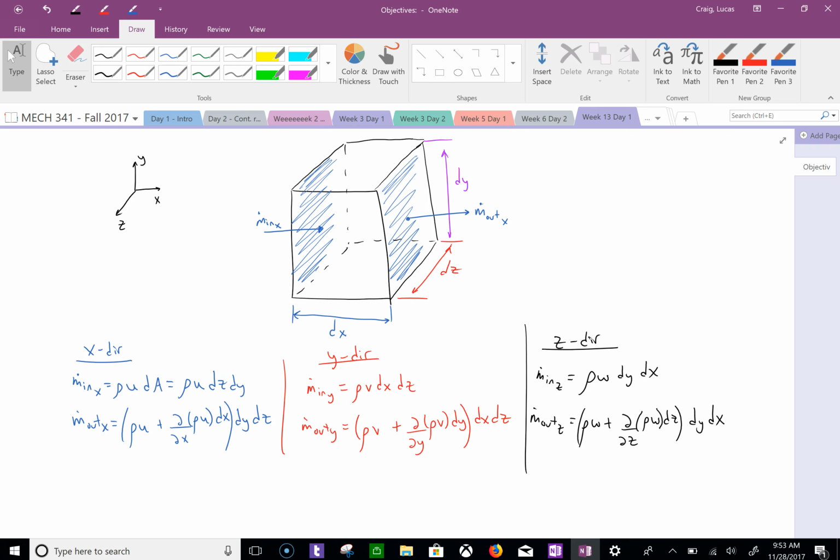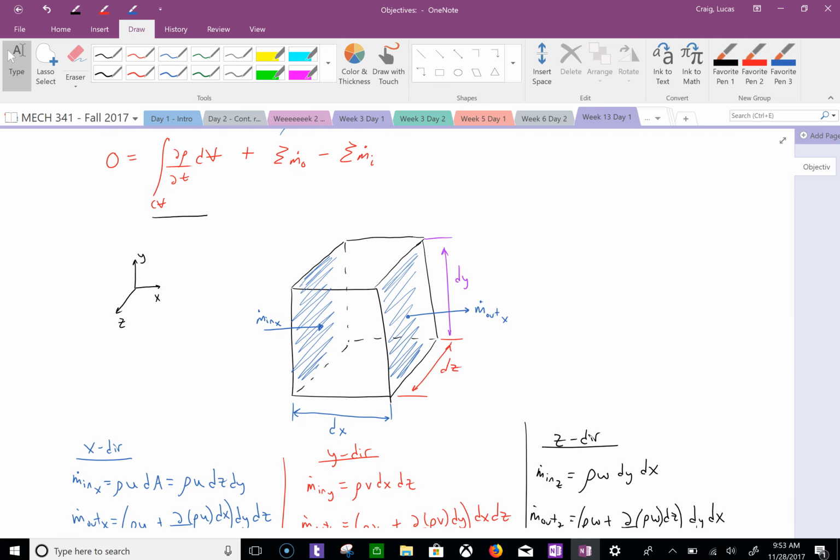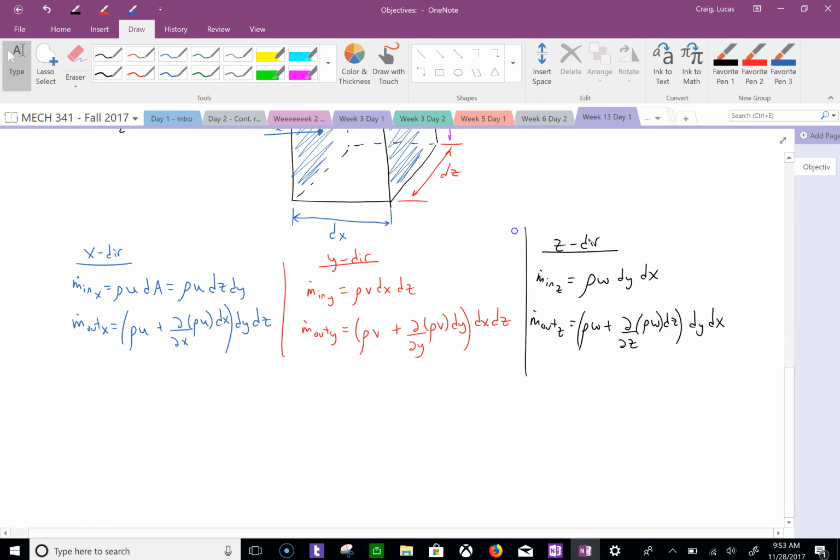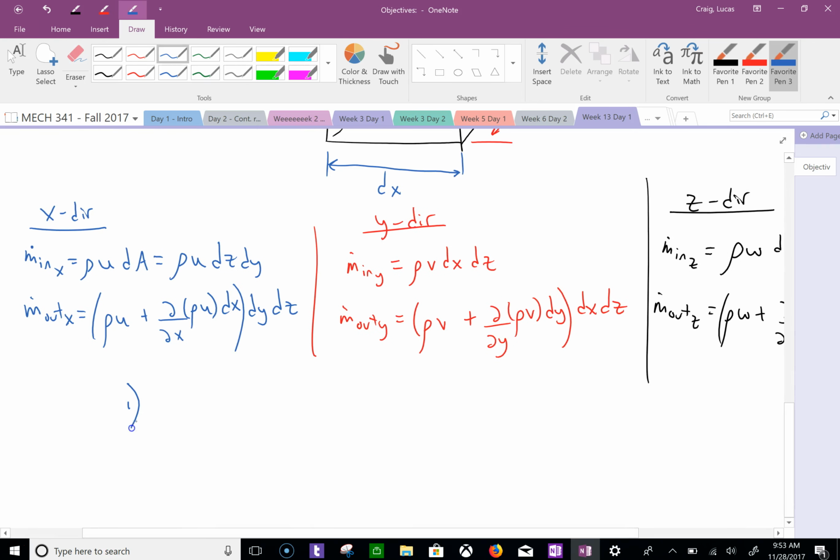Okay, so what we need to do is go back to the red equation up top. We have m dot out and m dot in. What do you think we need to do? For m dot in we add all these, and for m dot out we add all these. I'm not going to do the whole thing, I'm just going to show you. So step one is m dot in is m dot in x plus m dot in y plus m dot in z. And then we do the same thing for out. I might as well write it here for completeness.